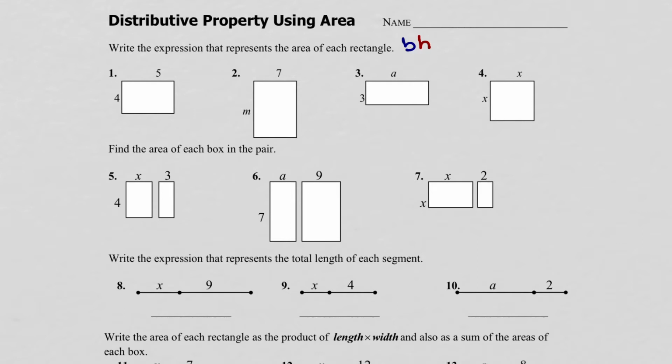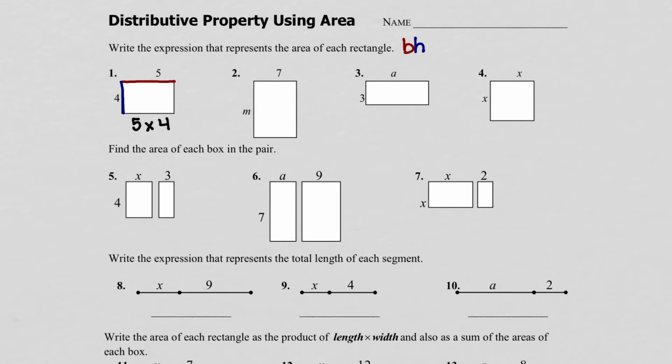So let's look here. On this first one, it says write the expression. It doesn't tell me just what the base is. Write the expression of what is the area. Well, I know I've got the base, and I'm going to multiply that times the height. So my base is 5 times my height is 4. So that's an expression that represents the area of this rectangle.